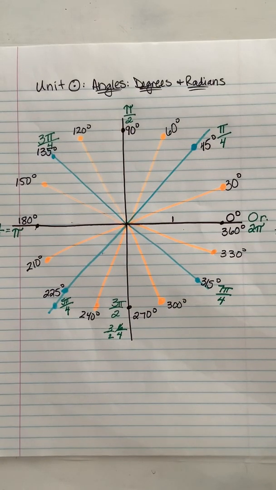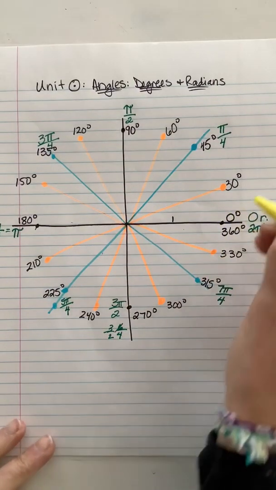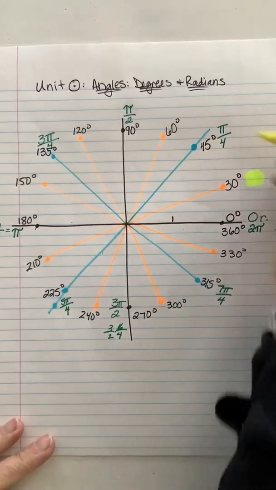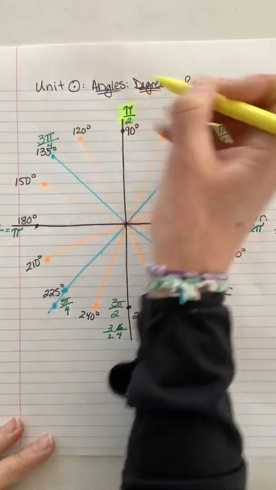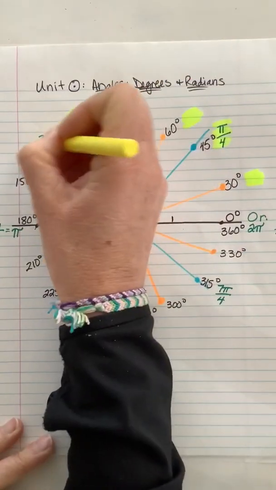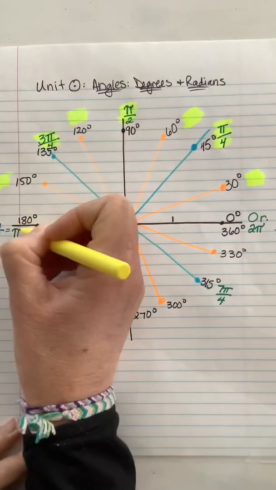Okay, radians do get a little bit trickier. All right, so in terms of radians now, I'm gonna put my radian measurements out here. I think that might be a little bit easier to see. Here's my radian measurements.